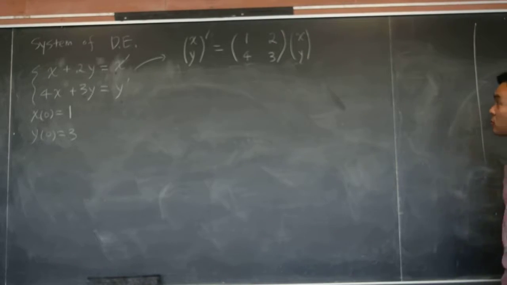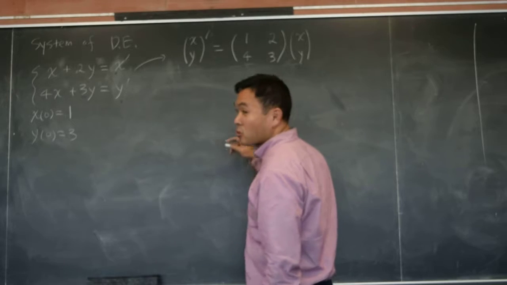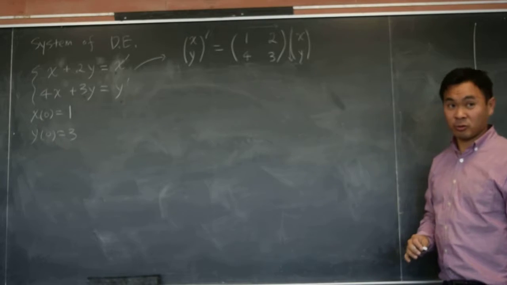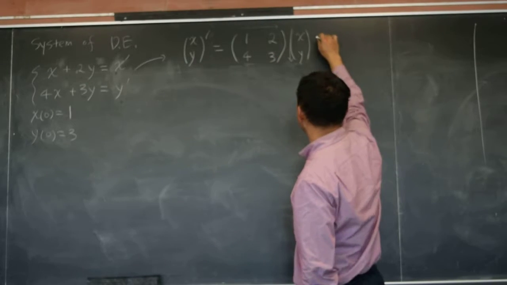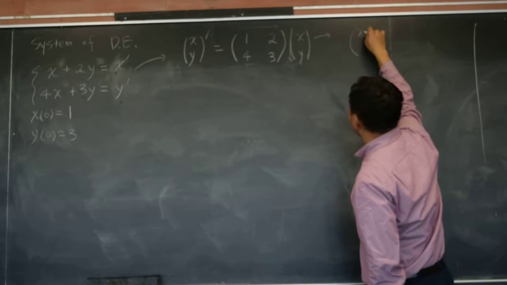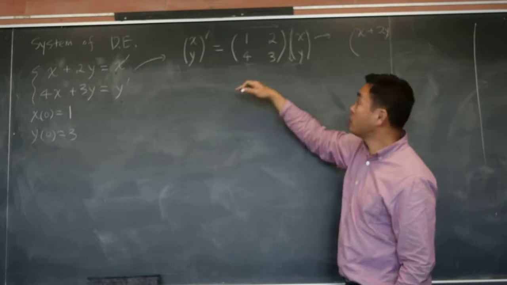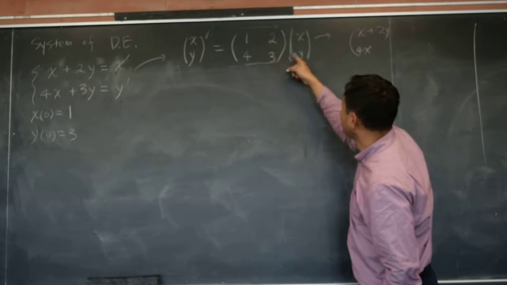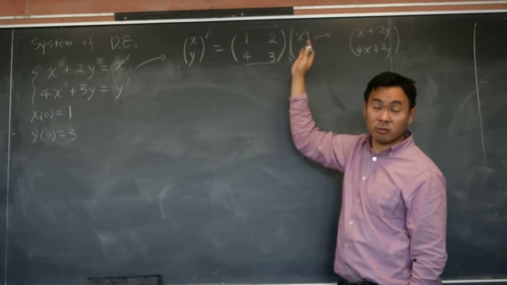Now, some of you forgot how to multiply matrices, so let me quickly review. How do you multiply? Across and down, right? That's how you multiply matrices. So you multiply 1, 2 and (x, y), which gives you 1 times x plus 2 times y. That's what you get if you multiply the top row. And then the second row times this gives you 4 times x plus 3 times y. So that's the matrix you get from the matrix multiplication.